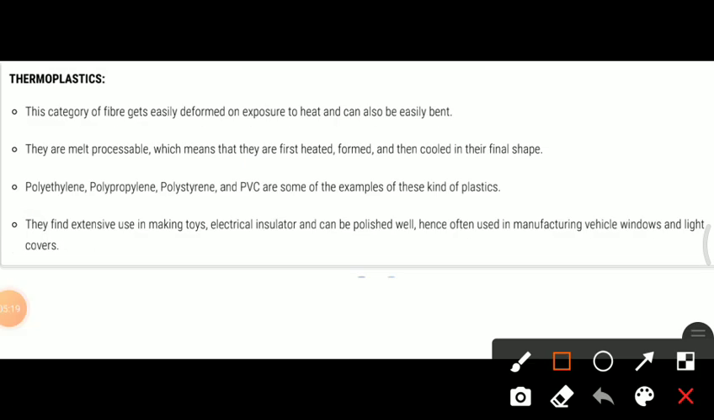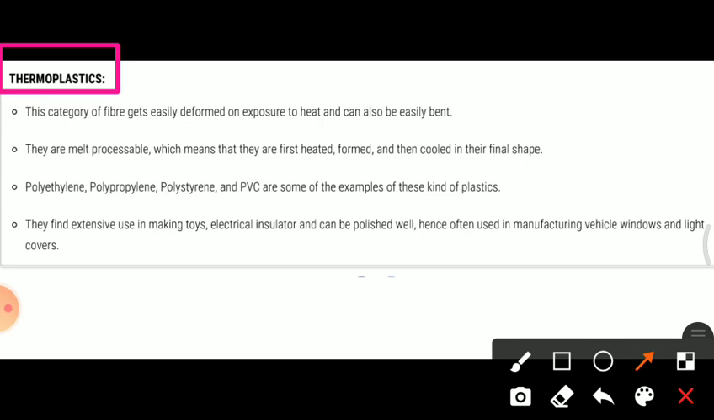Now first is thermoplastics. You have observed that when we add hot water to a plastic bottle, it gets deformed. Such plastic which gets deformed easily on heating and can be bent easily are known as thermoplastics. Polythene and PVC are some of the examples of thermoplastics. These are used for manufacturing toys, combs, and various types of containers.